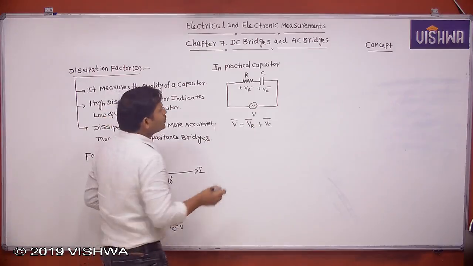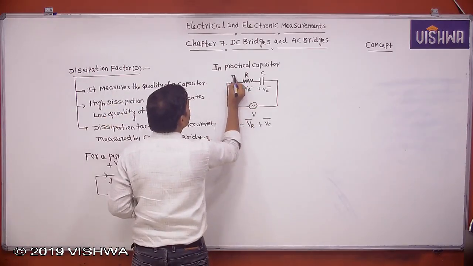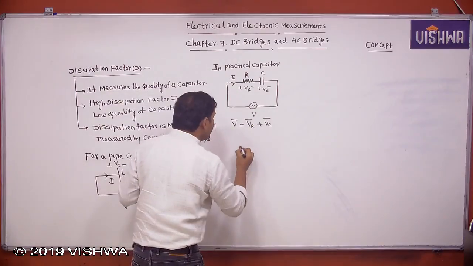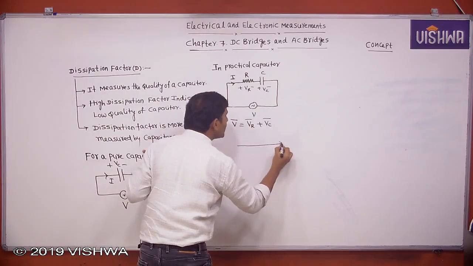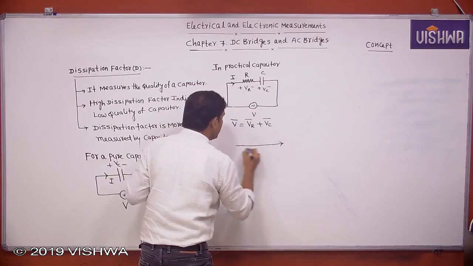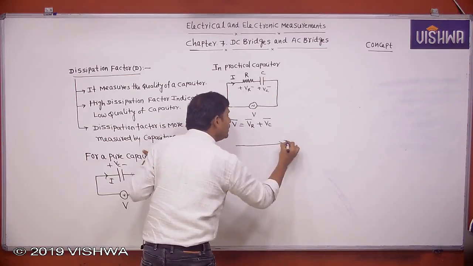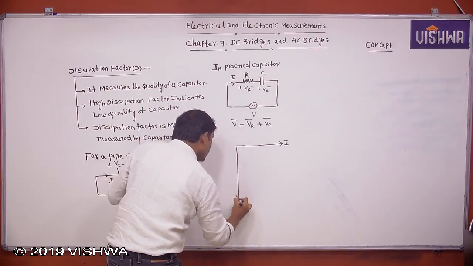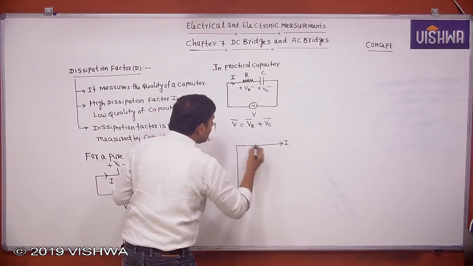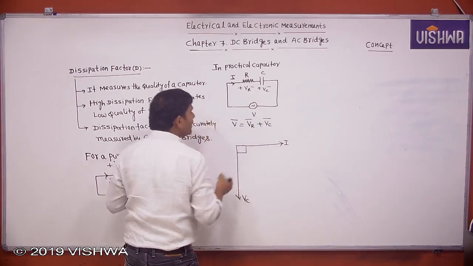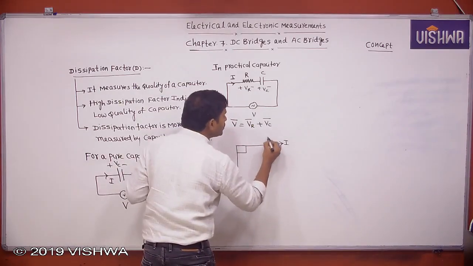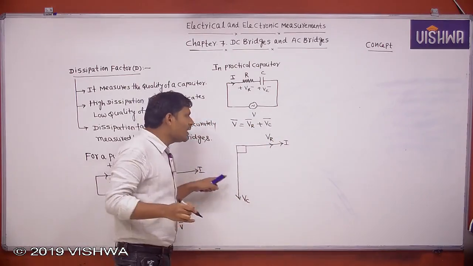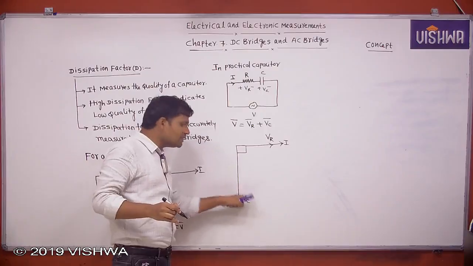Now let the current through this RC be I. If you draw the vector diagram in this case, this is I, current lags the voltage, this is Vc. The angle between Vc and I is always 90 degrees. But you know that the resistive drop is in phase with current. Now the resultant supply voltage is not Vc, it is V.